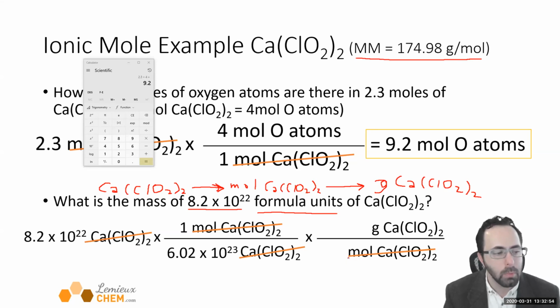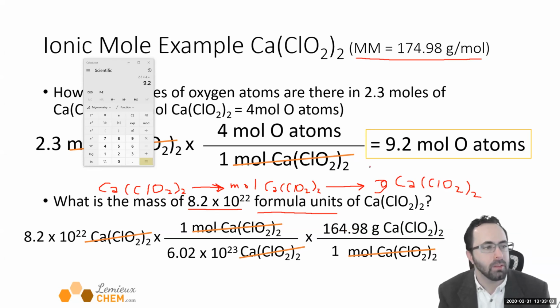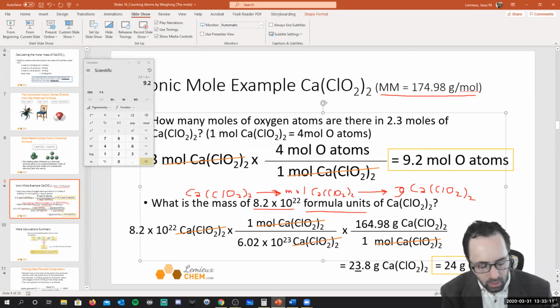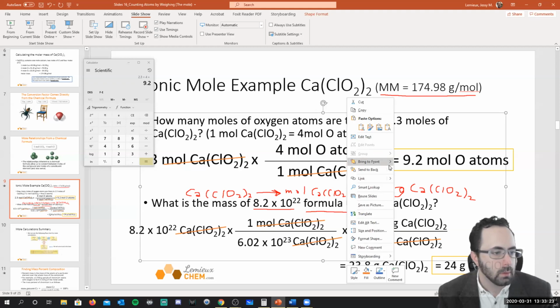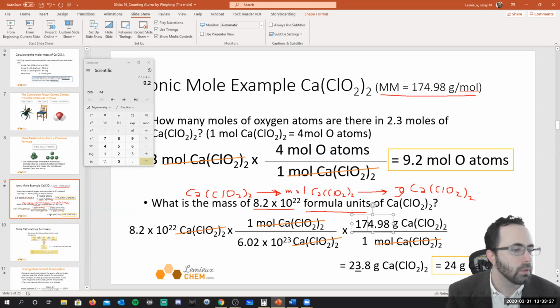So when you calculate the molar mass, it's always 1 mole of this and how many grams. Oh my gosh, I copied it wrong. Let me fix that. So how many grams is not 164, it's 174. I pressed it wrong. So I'm going to change this to 174. Why can't I select it right now? 174.98 grams. Okay.